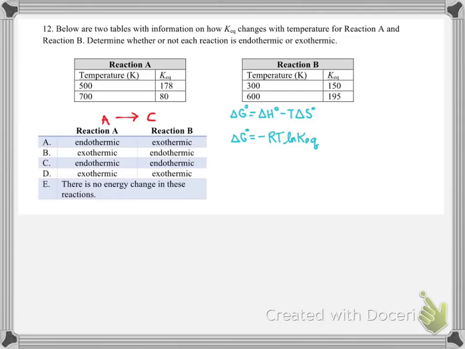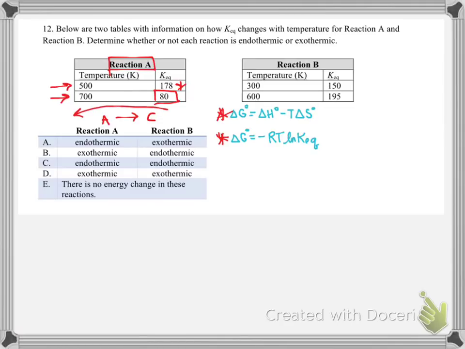Okay, for this problem we can take 2 approaches. We can either use our thermodynamics equations that are marked here to think about this, but probably a simpler way is to consider Le Chatelier's principle. So let's look at reaction A first. So we can see here what happens as temperature increases. The first reaction was done at 500 Kelvin. The KEQ was 178. Then, when the reaction was performed at 700 Kelvin, a higher temperature, we can see the KEQ got smaller. So that means as temperature goes up, the reaction is shifting to the left.